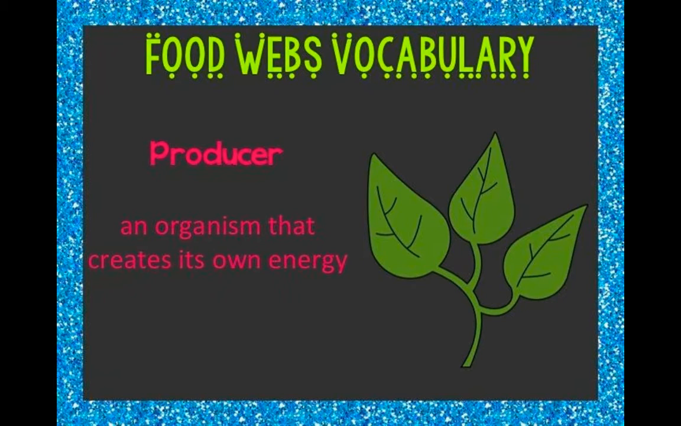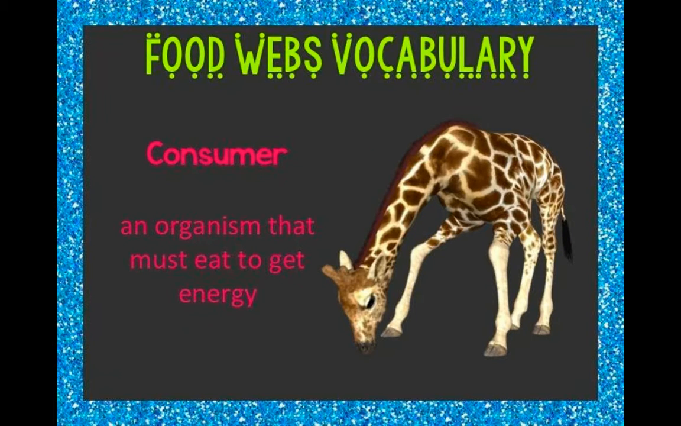A producer, like I said, is an organism that creates their own energy. They do this through photosynthesis. Producer begins with a P, so does photosynthesis. That's how I always remember it. A consumer is an organism that must eat to get their energy. Okay, so it's everything but plants.